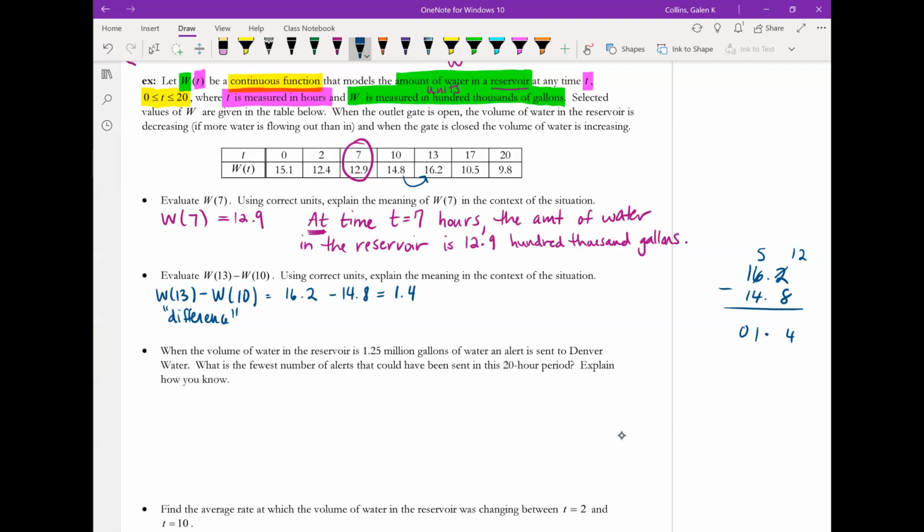So we could say between times t equals, and we're always going to move time forward. So even though it was w of 13 minus 10, I'm going to say 10 first. So between times t equals 10 and t equals 13, I'm going to include my units, hours. All right, so now we think, what has changed? Well, it's w that's changing. So the amount of water in the reservoir.